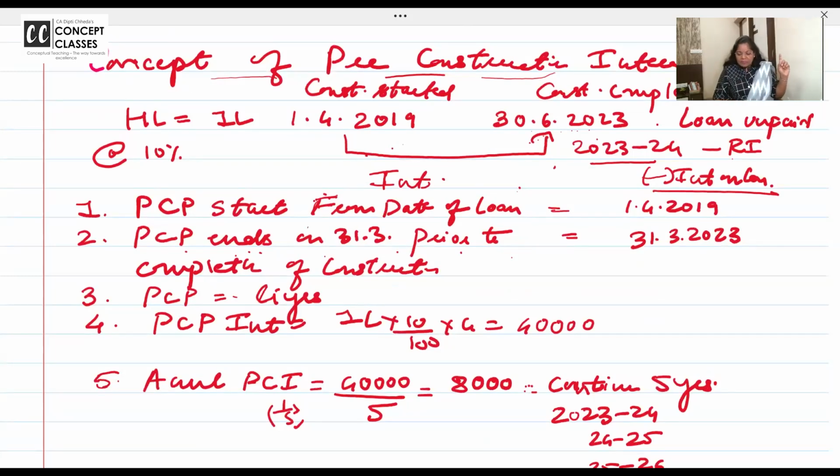So the pre-construction period starts from the day you take the loan. The pre-construction period ends on 31st March prior to construction or repayment of the loan. Suppose something happened and we repaid the loan on March 22.